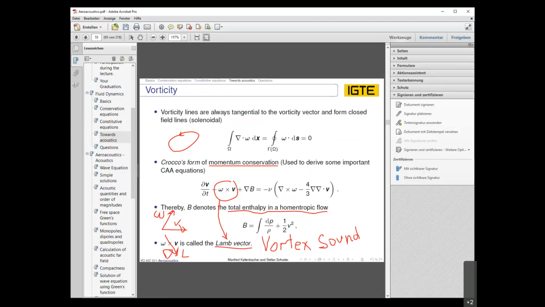This would mean that, just forget up there, we have here the vorticity, so the divergence of it would give us the lambda vector. Then we can also describe that the lambda vector, which is going through the surface of the control volume, is essential for the sound sources. Okay, perfect.